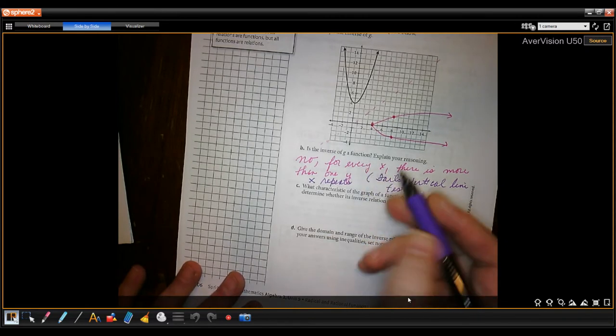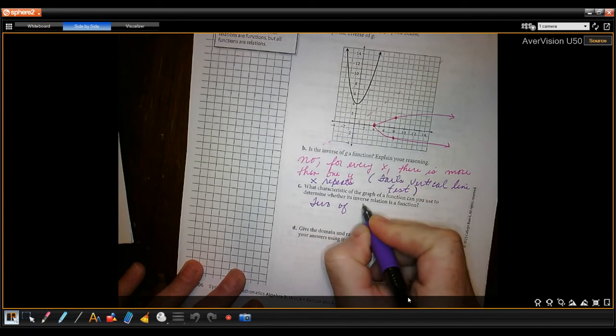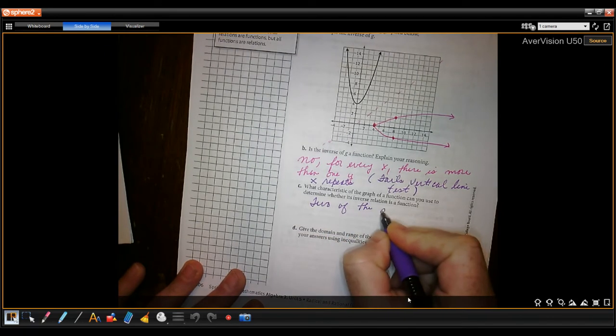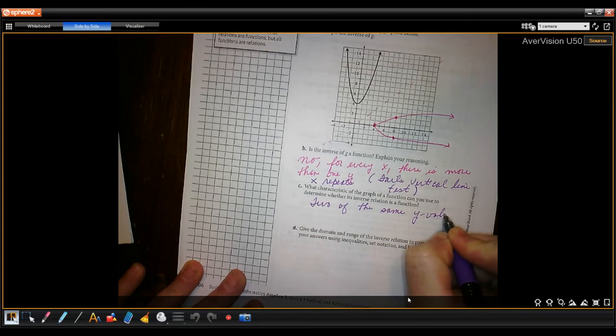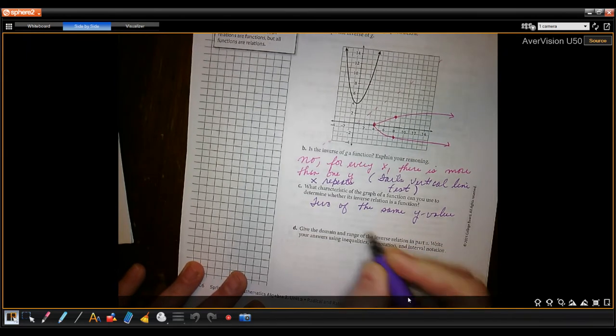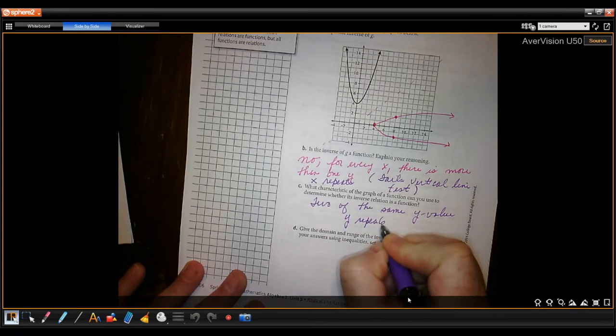Okay. Then it says, which characteristic of the graph of a function can you use to determine whether its inverse relation is a function? You could say what we just talked about, the reason why: because there are two of the same y value. Y repeats, right? So since you have two of the same y value, then therefore it's not a function.